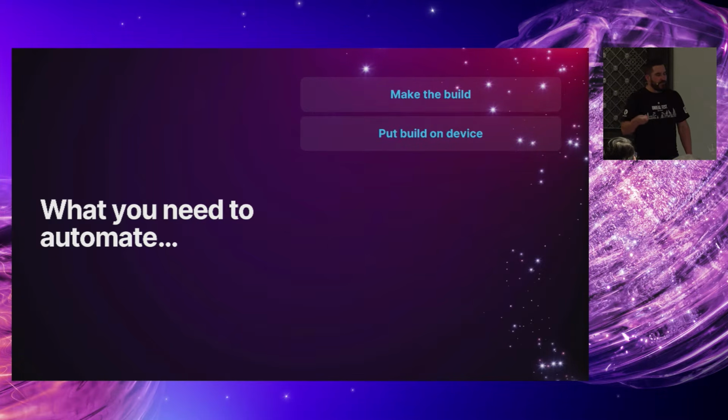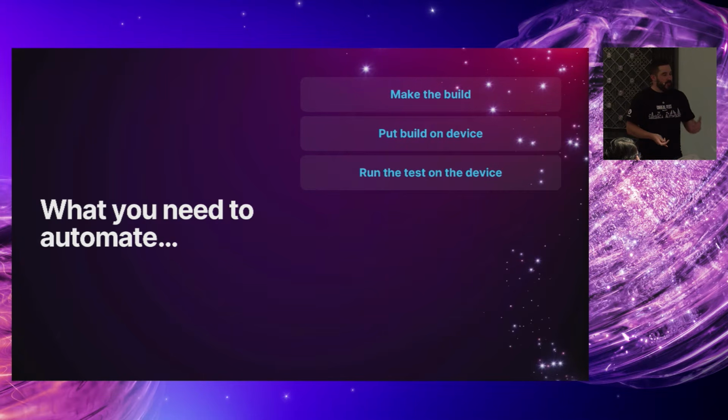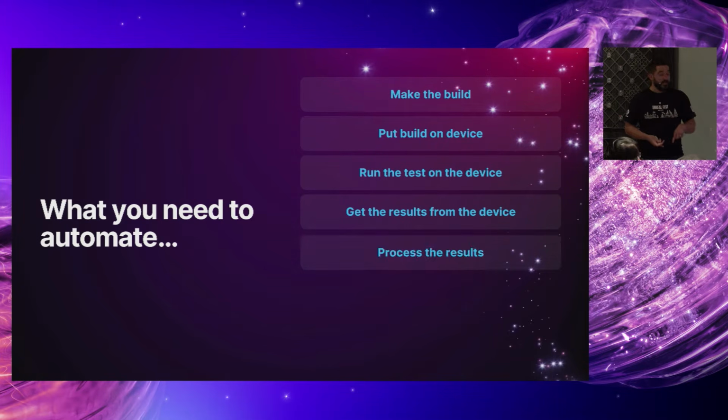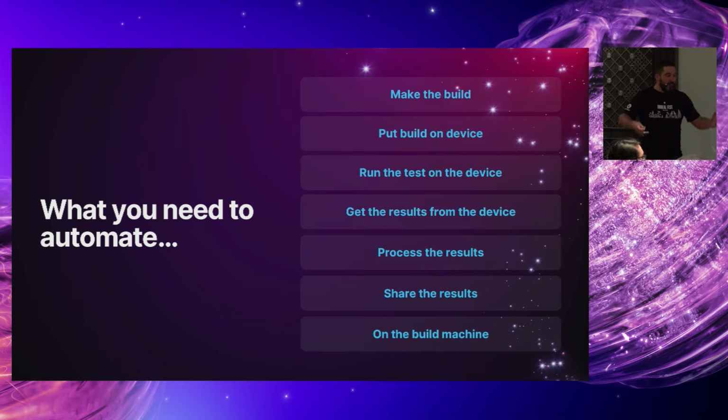And then we need something to put that build on the device, because of course we're testing on our dev kits. And then we need to tell the device to run the test, and then get the results of the test from the device, and then process those results into something that is readable by humans, and then share those results with the rest of our team. And then ideally, we're doing this all on a build machine. And here's the thing, a tech artist with enough time and space, because we don't ever have enough time or space to solve any of these problems, might be able to find a way to automate all of this, right? And what do we turn to when we want to automate things?